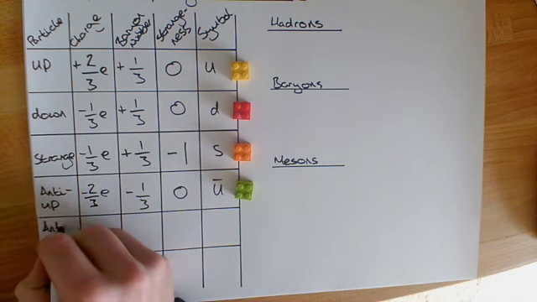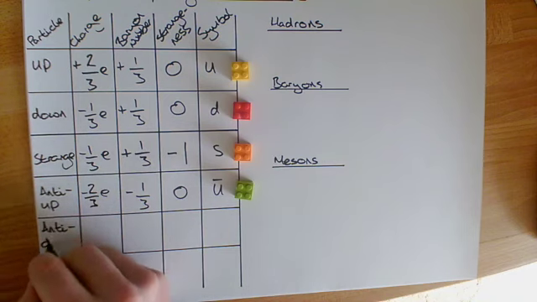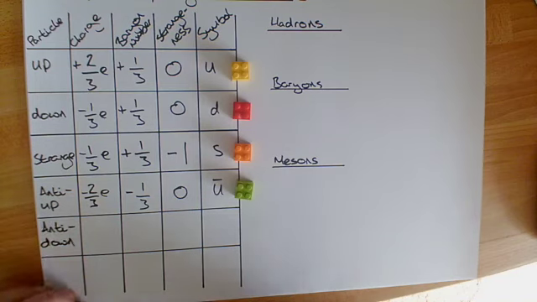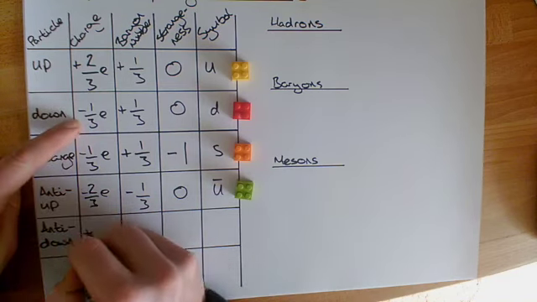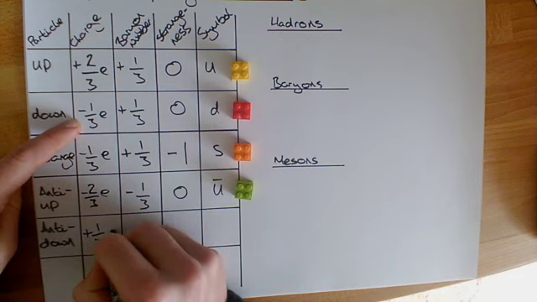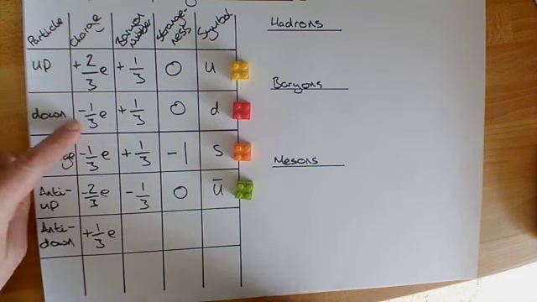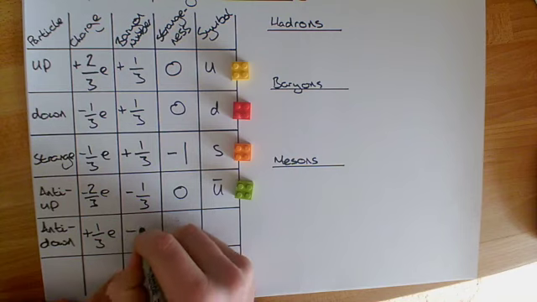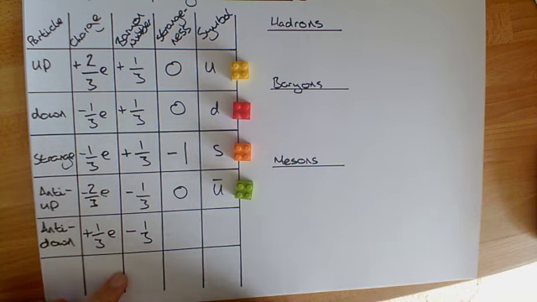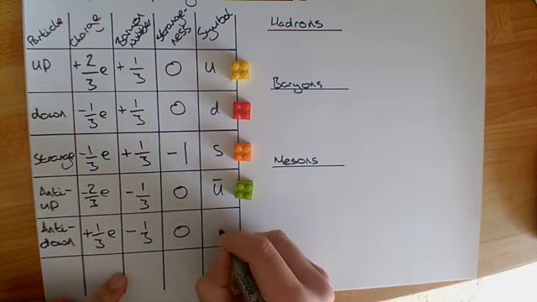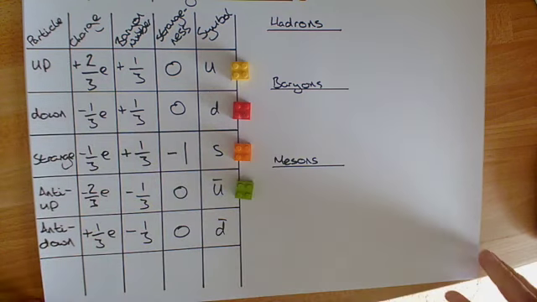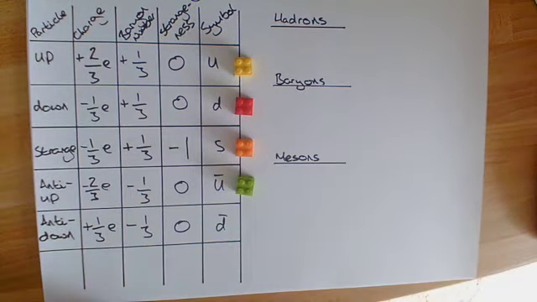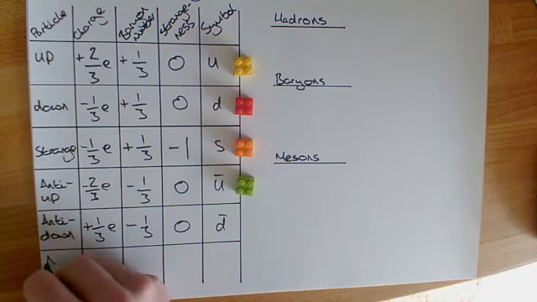Then we've got an anti-down quark. And again, all of the properties are reversed. So here the down quark's charge is minus 1/3, so the anti-down charge will be plus 1/3 of the elementary charge. Its baryon number will be minus 1/3. Its strangeness will still be 0. And we'll give it the symbol D with a bar across the top, D bar. So that is anti-down. And then finally, we've got anti-strange.